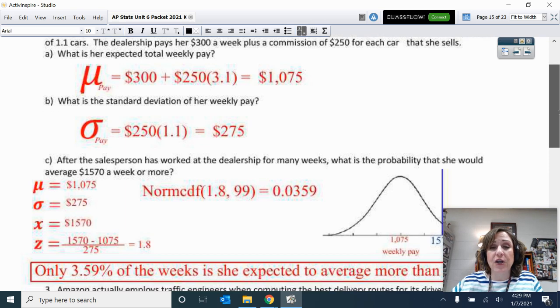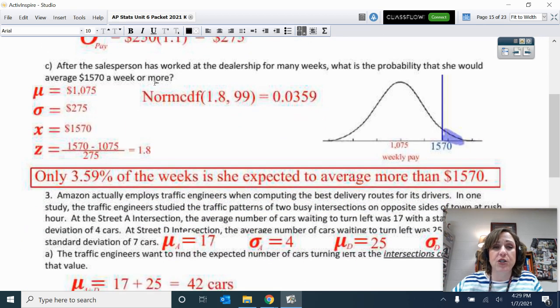And then to get the area above that, because they want to average that much or more, I'm going to use norm CDF. So if she's wanting to budget or think, ooh, I want to buy a new house, but if I do, I need to make 1570 per week or more. Is it going to be happening? I'm going to say to her, honey, you better reevaluate, because no, that's only going to be happening about 3.59% of the weeks. Are you going to make that goal? Okay, so let's get realistic here.